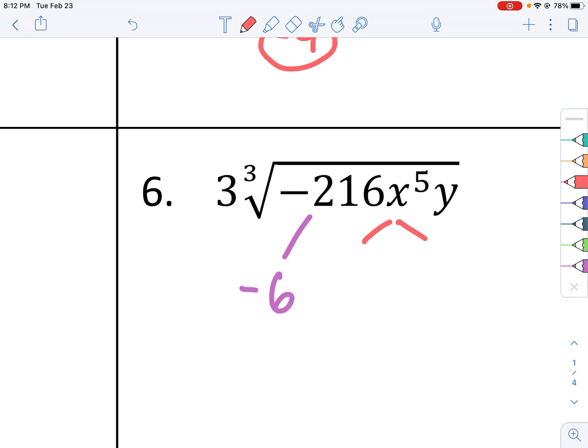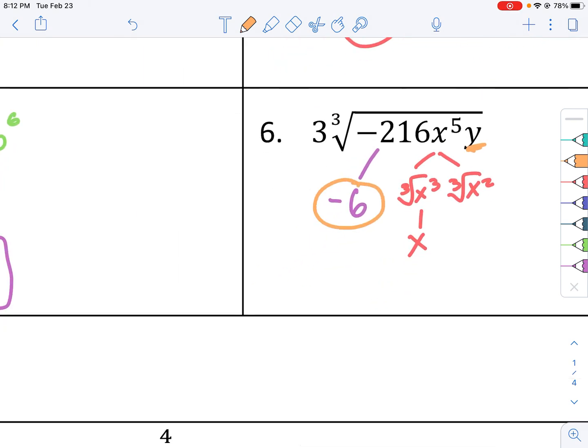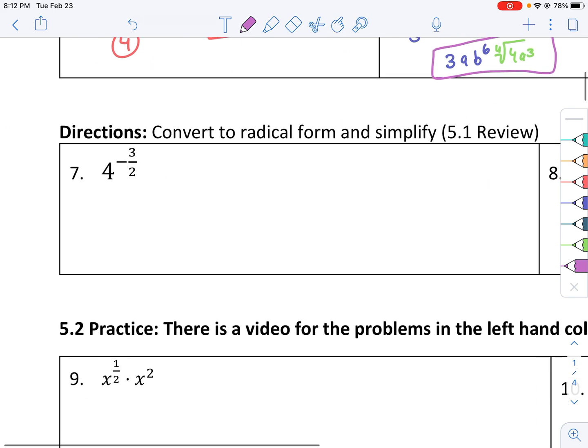X to the 5th power is just, we need to go cube root of x cubed, which would leave cube root x squared. And then that y has to stay inside. So y would stay. So we have negative 6 times 3, which makes negative 18. That x also comes out. And then on the inside, we have the cube root of x squared times y. All right, and then there's our solution.